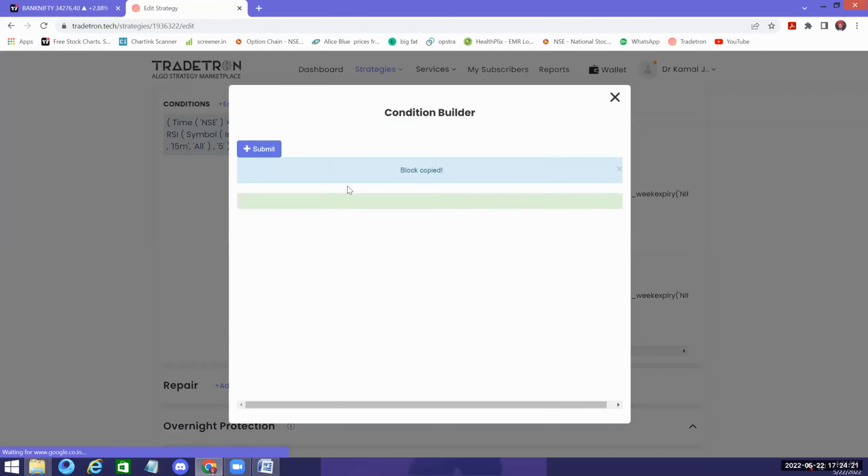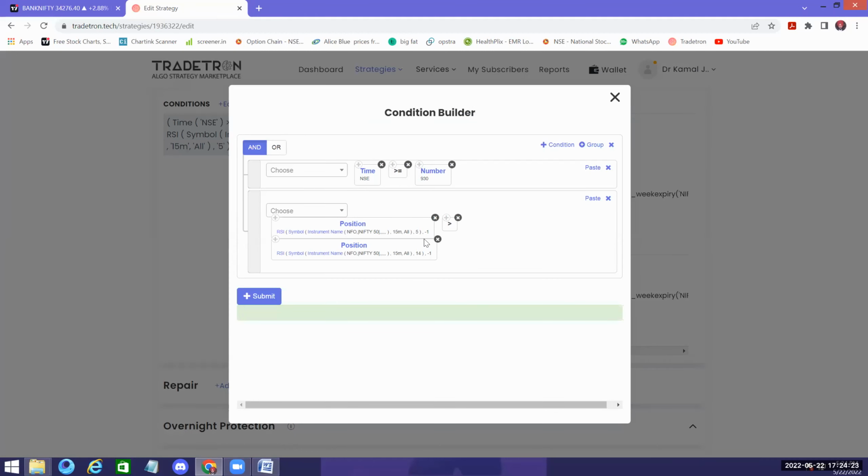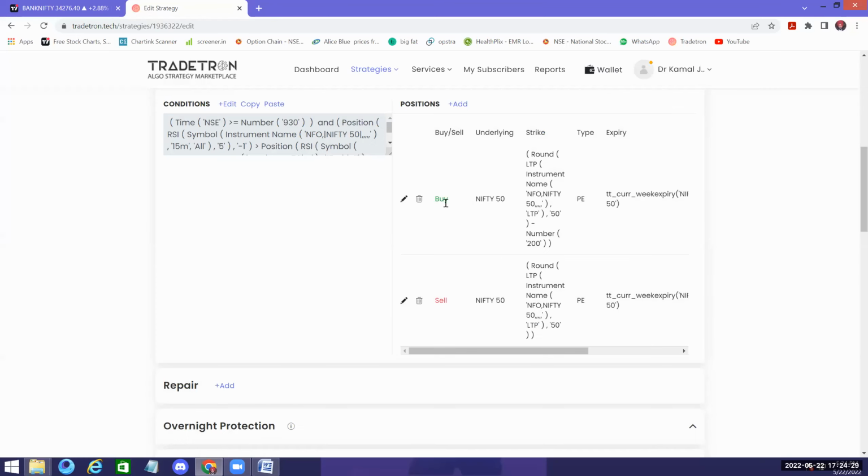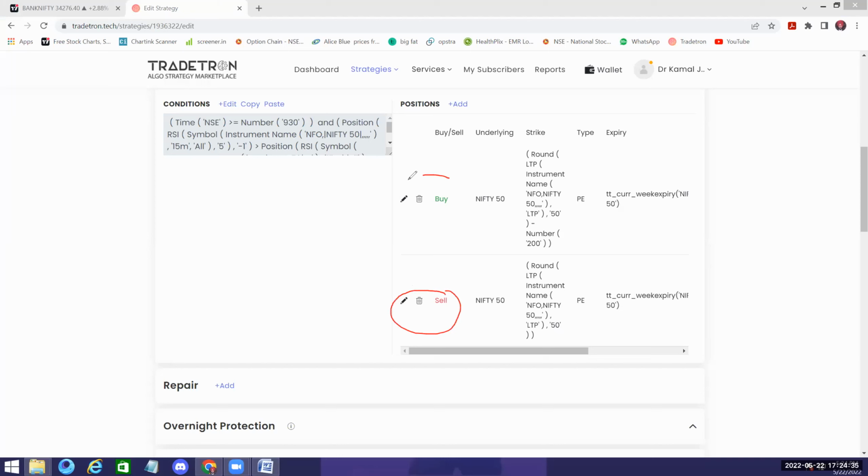So our first condition is at 9:30, if RSI 5 is greater than 14, we are going to create a spread in which we are going to sell an ATM put and buy an OTM put. So this spread is made. This is a spread which is there.